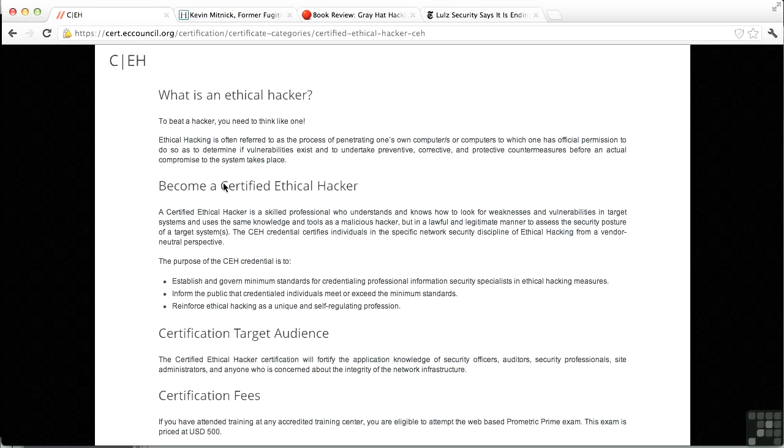And there is a certification that's available from the EC-Council. It's the Certified Ethical Hacker. And, if you find certifications valuable and this sort of thing is what you want to do, pursuing a Certified Ethical Hacker may be something that you want to look into.